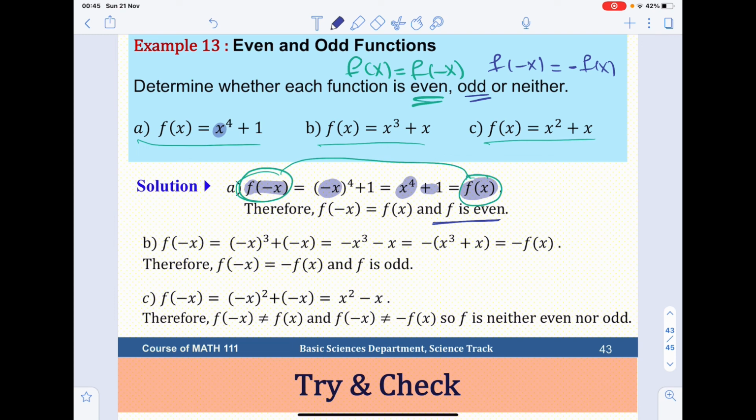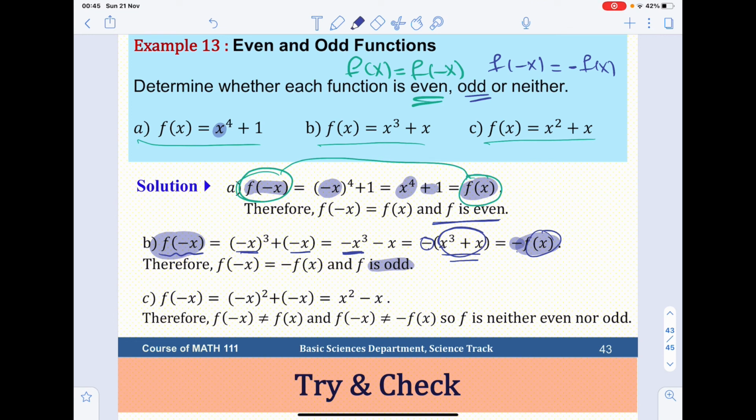Also for b, I start with f of negative x. Then I replace each x with negative x. So negative x to the power 3 is negative x to the power 3. It doesn't change because the power is odd. And then I can take negative as a common factor. Then I am left with x cubed plus x, and this is f of x, so negative f of x. So I start with f of negative x, and then I end with negative f of x, which is the rule of odd. So the function is odd.